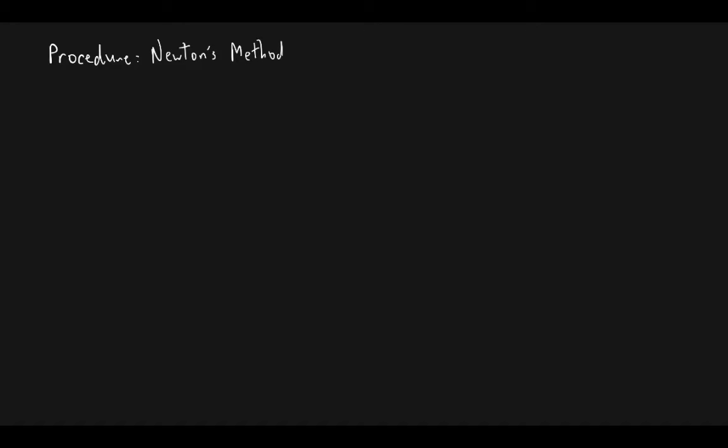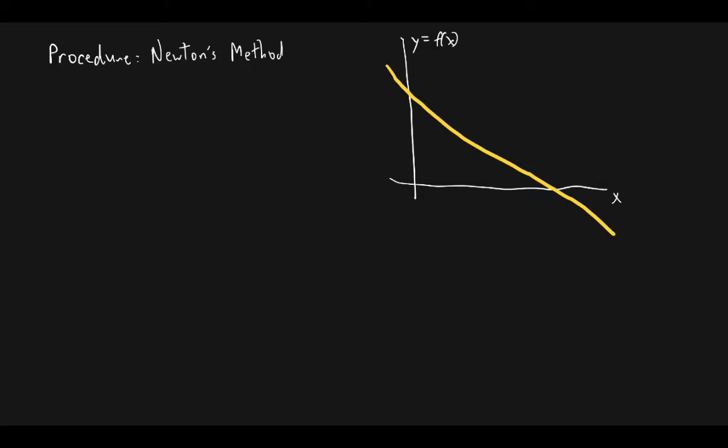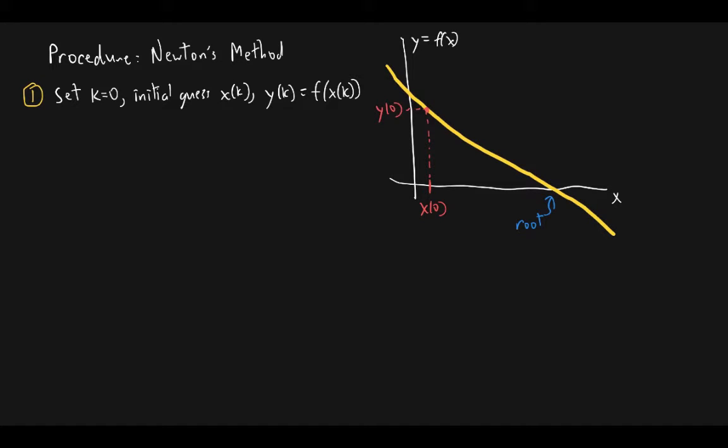The procedure is like this. Here I've plotted an example function f of x against x with a root which we would like Newton's method to find computationally. The first step is to set a counter k equal to 0 and make an initial guess for x of k and evaluate the function f at that initial guess to yield y of k. Here I've chosen an x of 0 and a y of 0 arbitrarily.